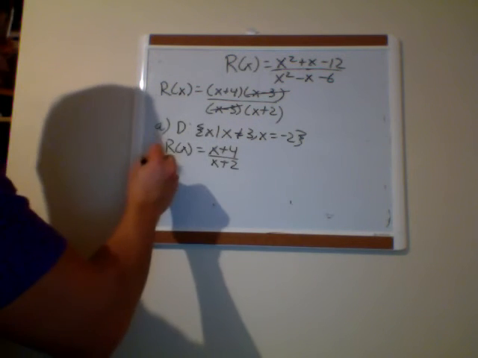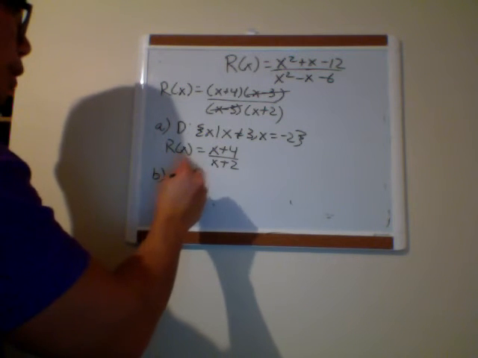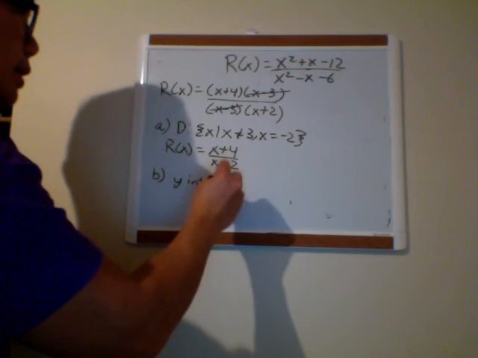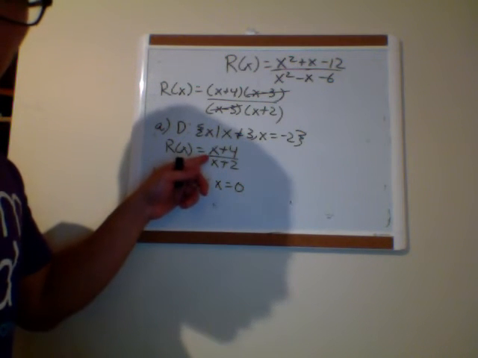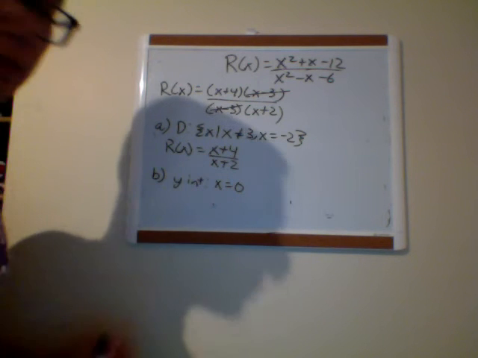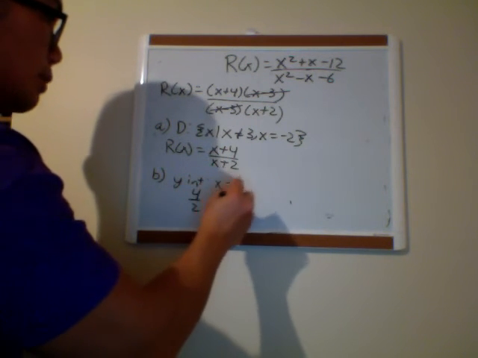So part B, I have to find my intercepts. My y-intercept is when x is equal to 0. So I could use the simplified version. I'm going to have 4 over 2. So my y-intercept is 2.